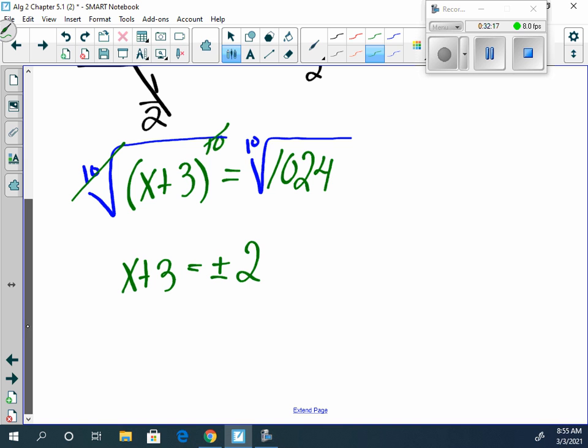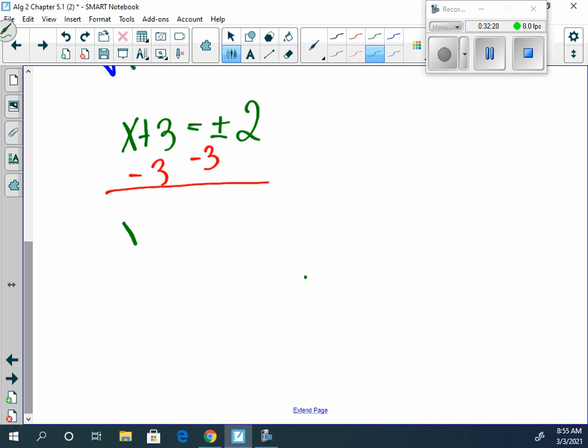And last but not least, we can minus 3 from both sides. We can solve. So we have x is equal to negative 3 plus or minus 2.